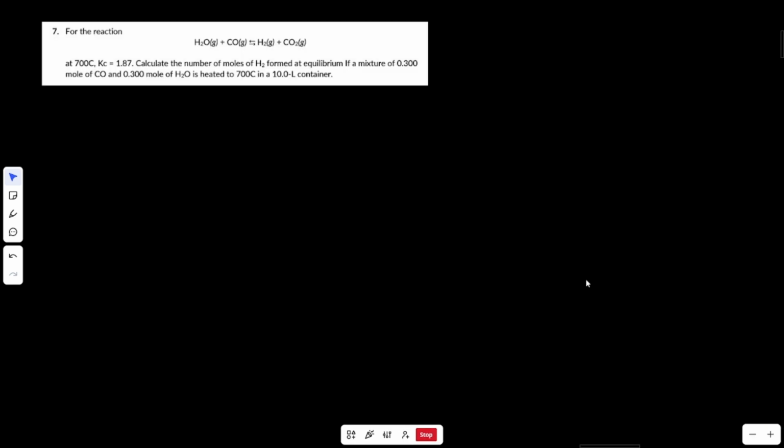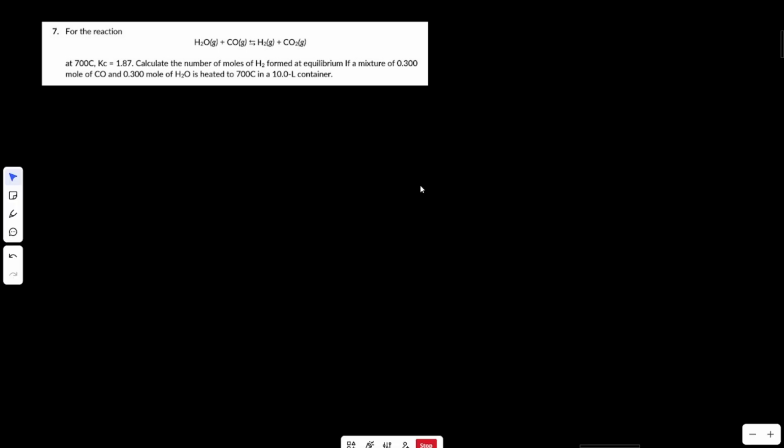Alright, so consider this reaction here. So we have water vapor reacting with carbon monoxide to turn into hydrogen gas and carbon dioxide. And this is a reversible reaction, so we have a Kc of 1.87. Now we need to calculate the number of moles of hydrogen gas formed at equilibrium if we have an initial amount, rather initial mole of carbon monoxide and water vapor in a 10-liter container.